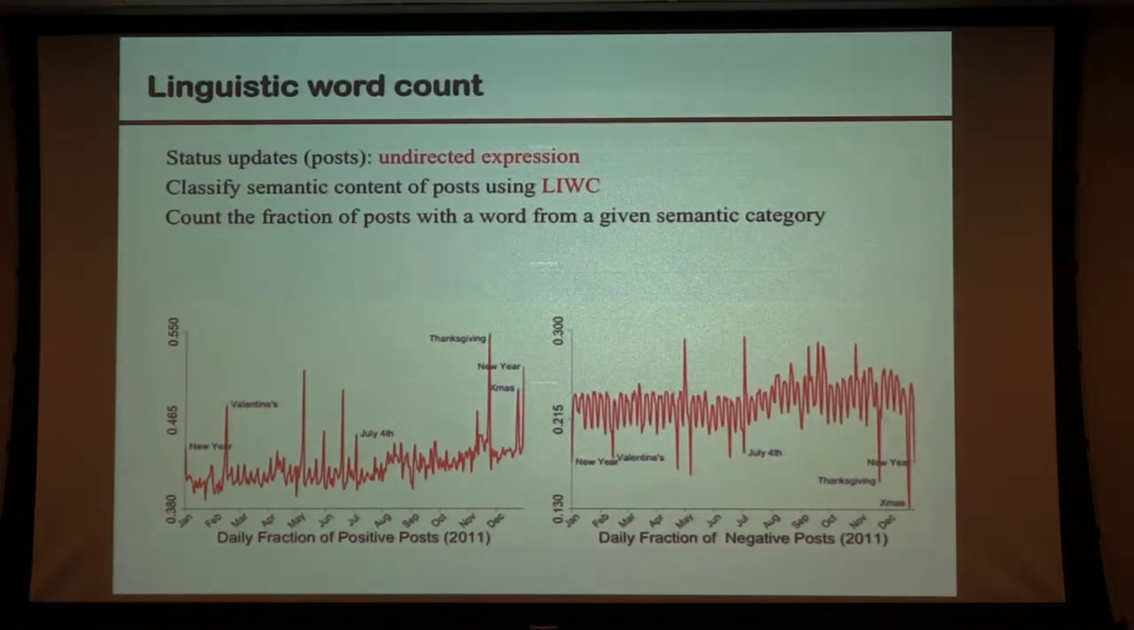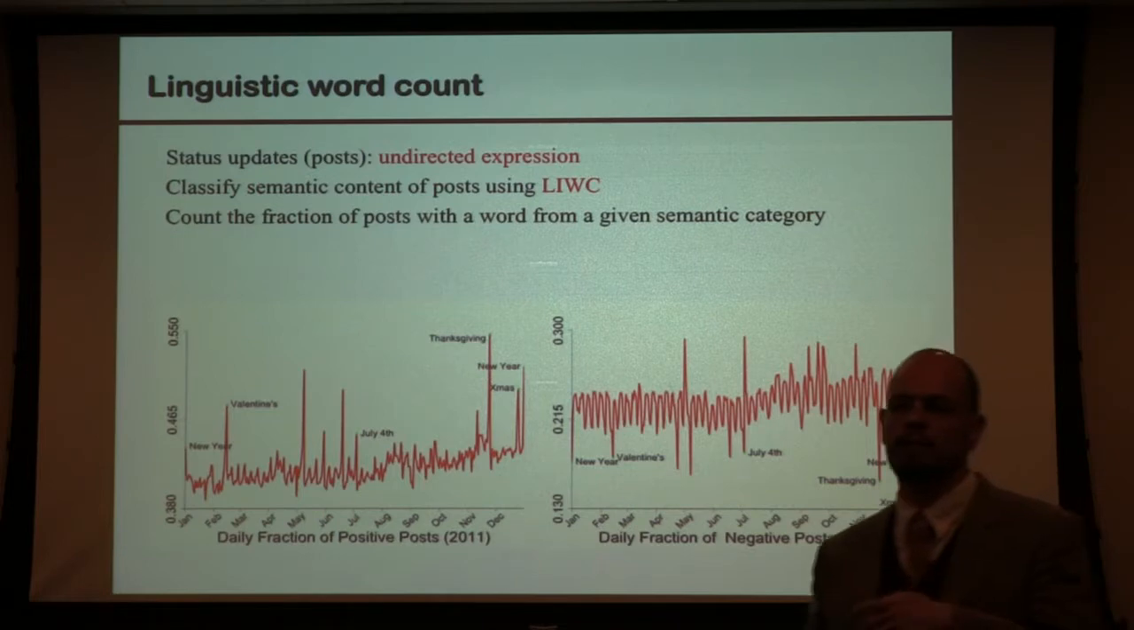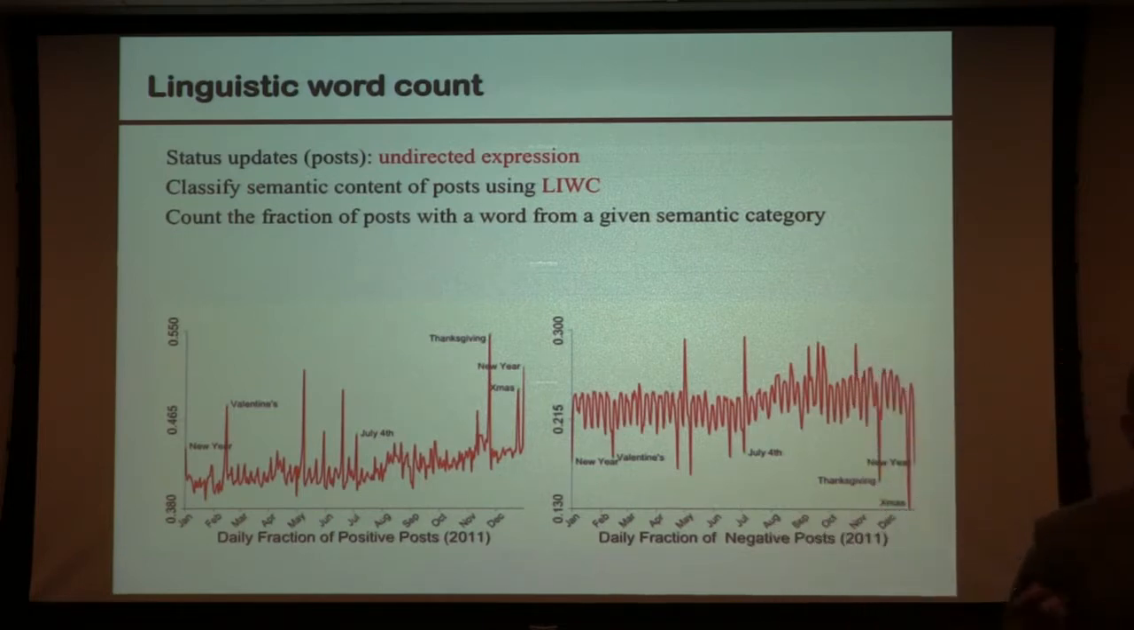What we do is we look at status updates, also called posts, on Facebook, which are a way of doing undirected expression. Basically you write something about yourself on a particular day that is not directed to anybody in particular, some message that maybe says what you are doing in that moment, how you feel, these kinds of things, and people use that to communicate their expression to their friends. And we analyze those using linguistic analysis.